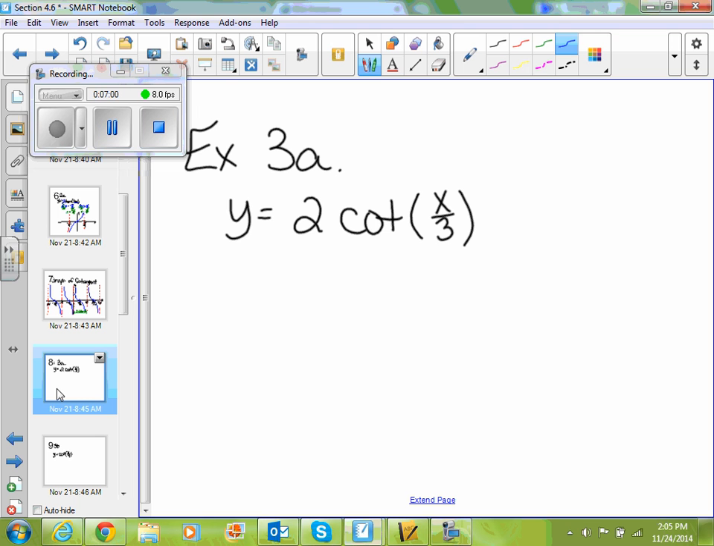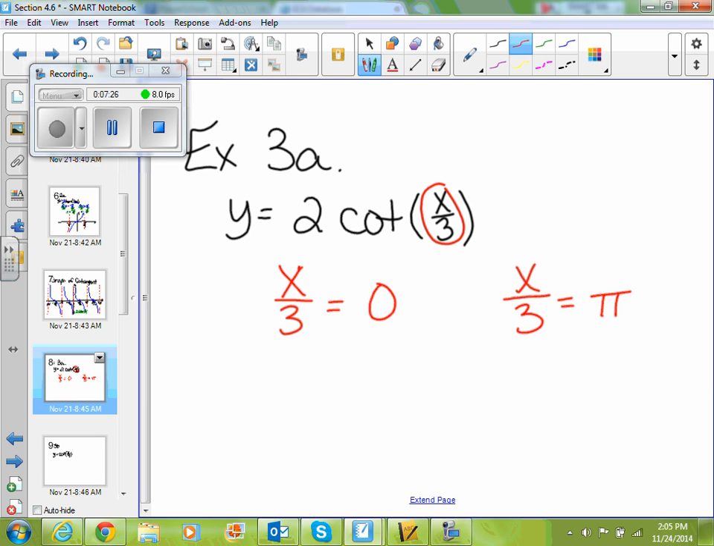So if we look at graphing a cotangent function, we need to find our endpoints. And like I said, our endpoints are different on cotangent than they are on tangent because the graph is shifted to the right by pi/2. So if I use x/3, the part that's inside my cotangent graph, my first vertical endpoint was 0. Okay, then my second vertical endpoint was pi. So it always goes from 0 to pi.